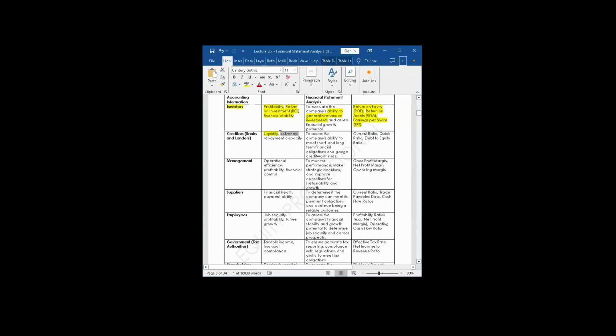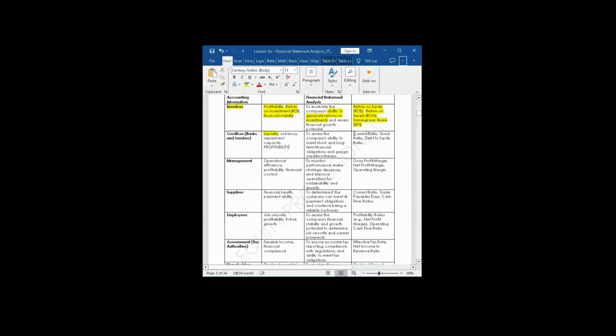Liquidity is their short-term asset. Solvency is their long-term asset. Then their repayment capacity. We can also look at whether they are profitable, their profitability. We can also consider their profitability. So what are those ratios?